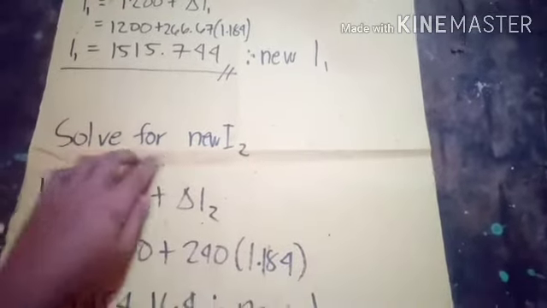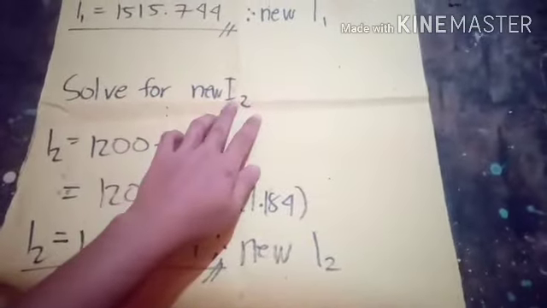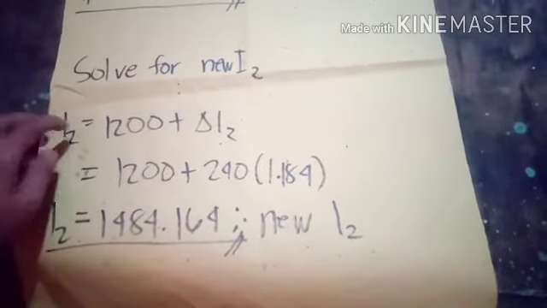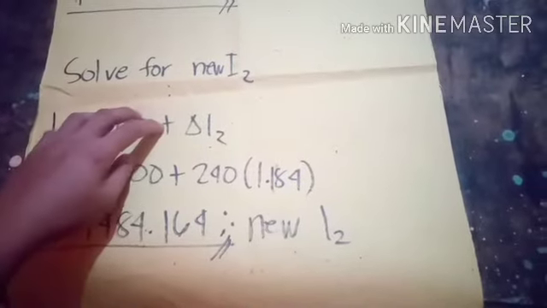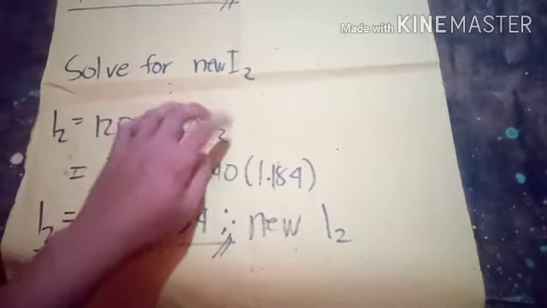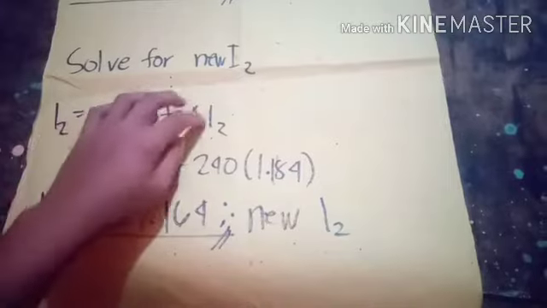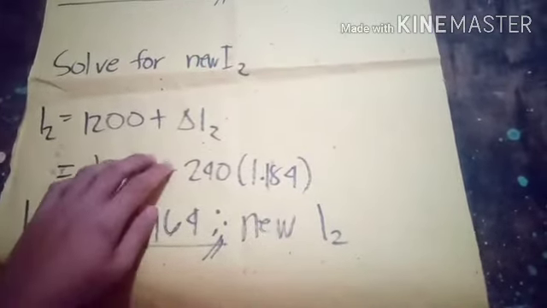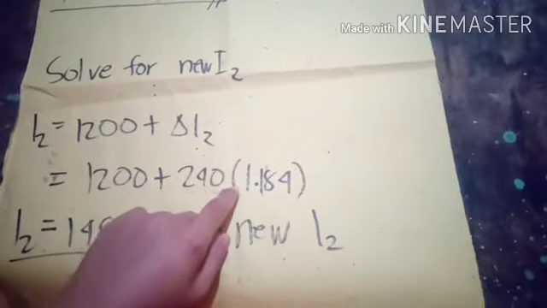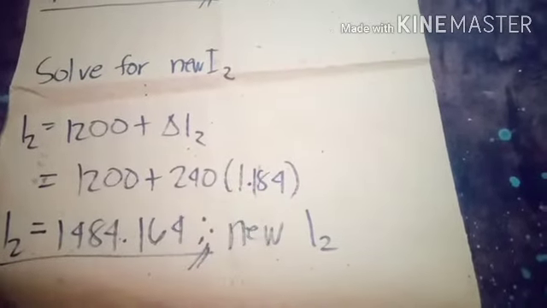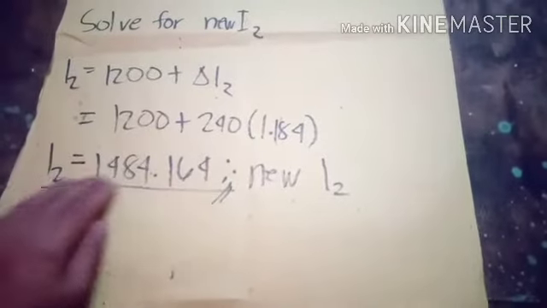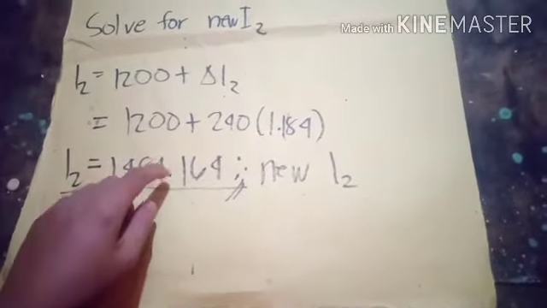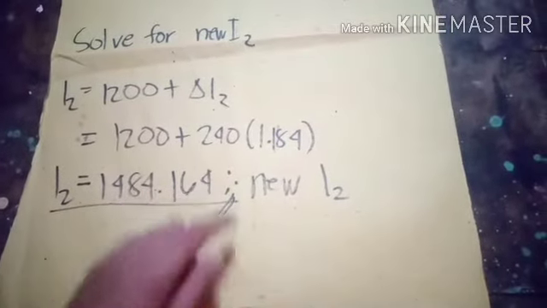So then solve for the new current of generator 2. I sub 2 is equal to 1,200 plus change of I sub 2, which is 1,200 plus 240 times 1.184. So the new current for generator 2 is 1484.164 amperes.